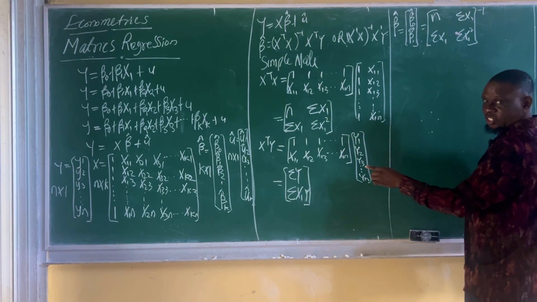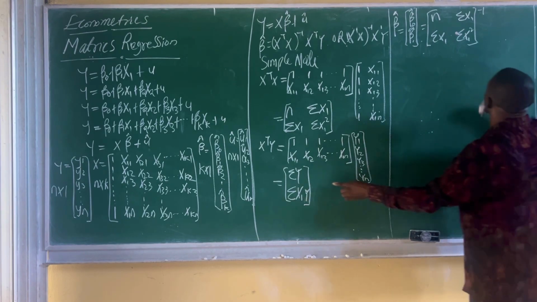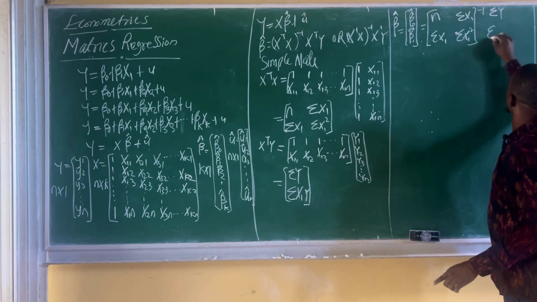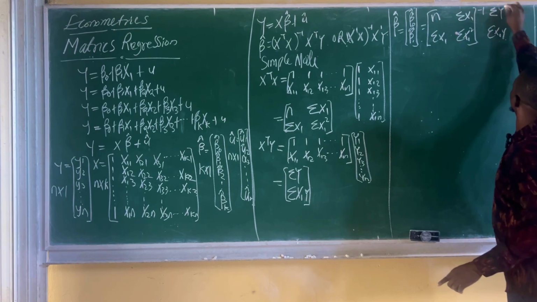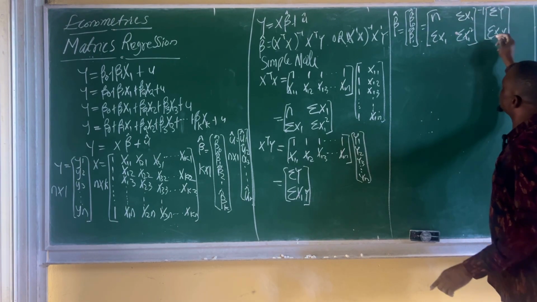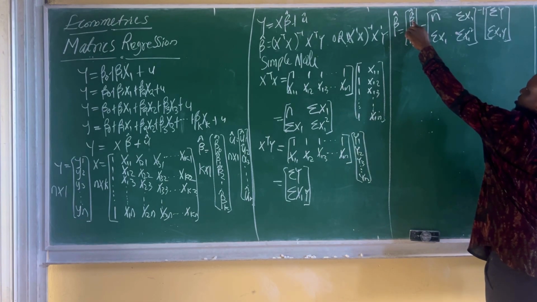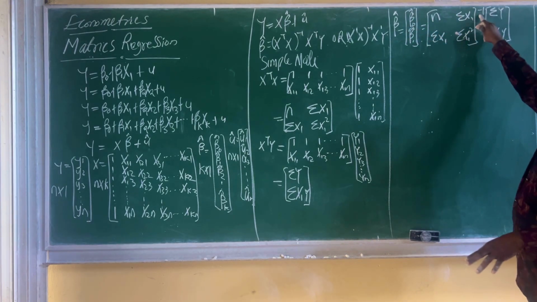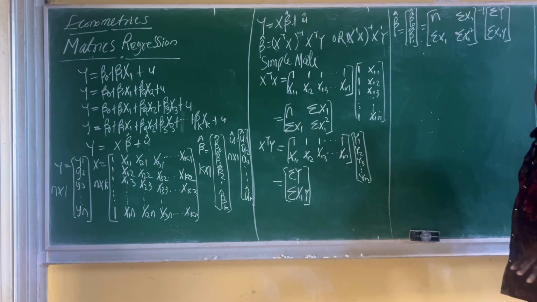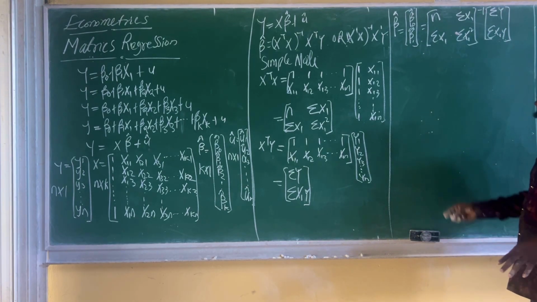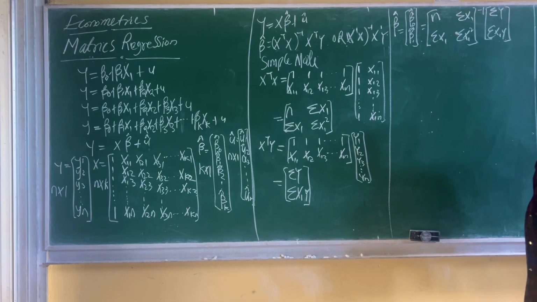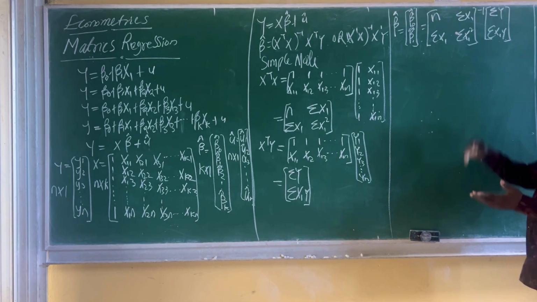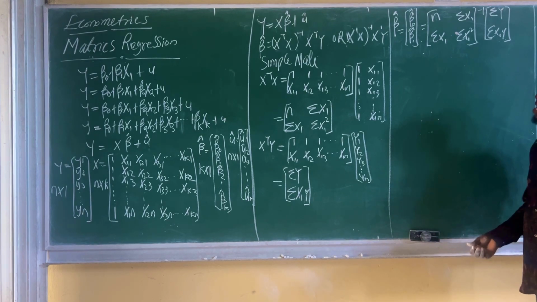We have obtained the x transpose y as this, which will be summation of y and summation of x1 y. So we can use this to calculate beta 0 and beta 1. Once we have this matrix, take the inverse and multiply by this vector of constants, and you have the values of your beta 0 and beta 1. There's one interesting thing that can also come from here that you hardly see.